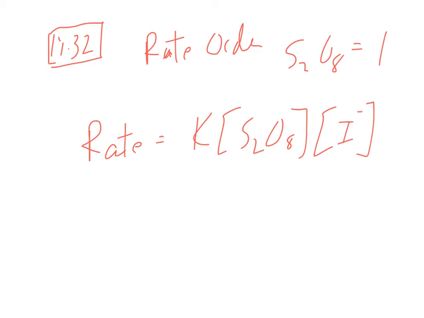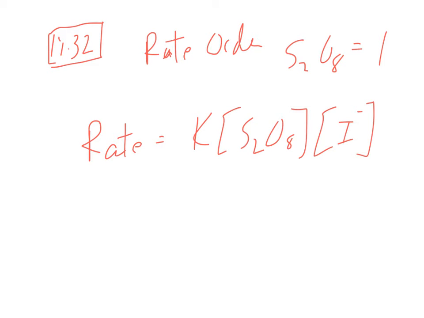Now, Jay, you've got a pretty hard problem here, so I thought I'd make a little show me for you. In the case of problem number 32, it's fairly easy to figure out the rate order for S2O8. You can look at experiments, I think it's 1 and 2, and the concentration of iodine does not change. The concentration of S2O8 goes up by 1.5 times, and I think the rate goes up by 1.5 times. So it looks like the rate order for S2O8 is a 1.